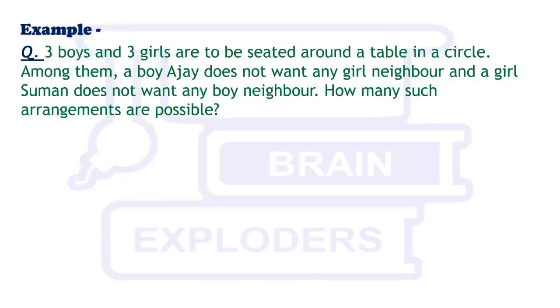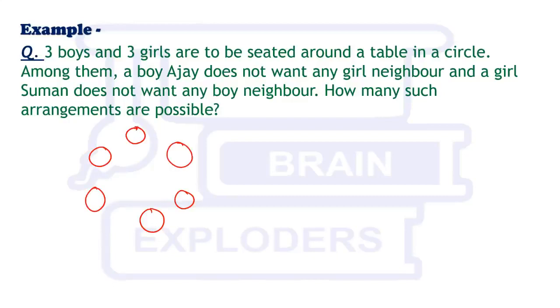Three boys and 3 girls are to be seated around a round table in a circle. Among them, a boy, Ajay, does not want any girl neighbor, and a girl, Suman, does not want any boy neighbor. How many such arrangements are possible? Suppose these are the seats on the round table. It is a case of circular permutation.